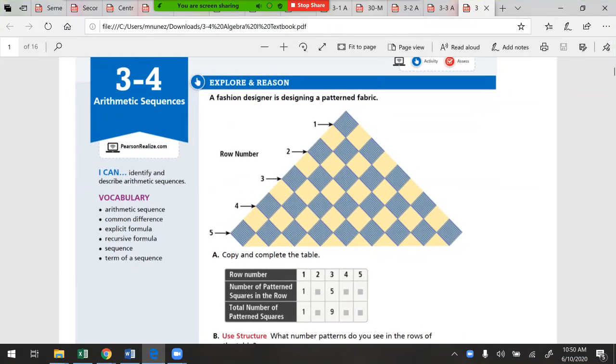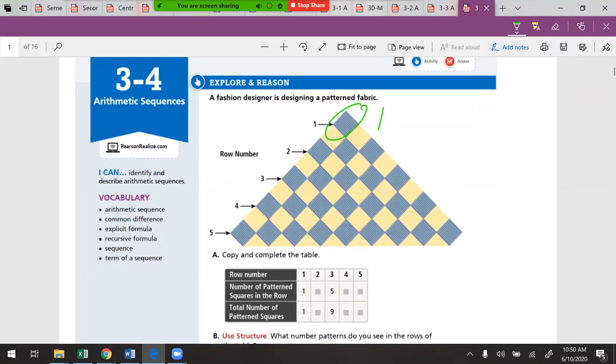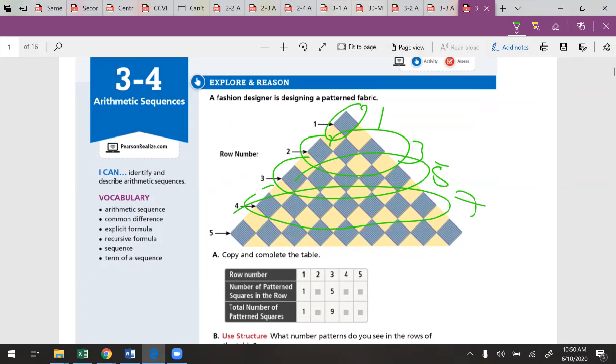Arithmetic sequences is easier than you think. Arithmetic means you're adding or subtracting to get to the next number, okay? So let's look at this here. Row 1 has 1. Row 2 has 3. Row 3 has 5. Row 4 has 7. Let's fill in the blanks.